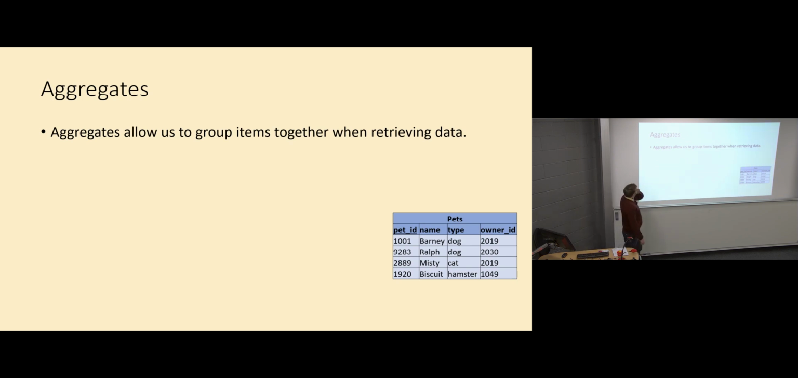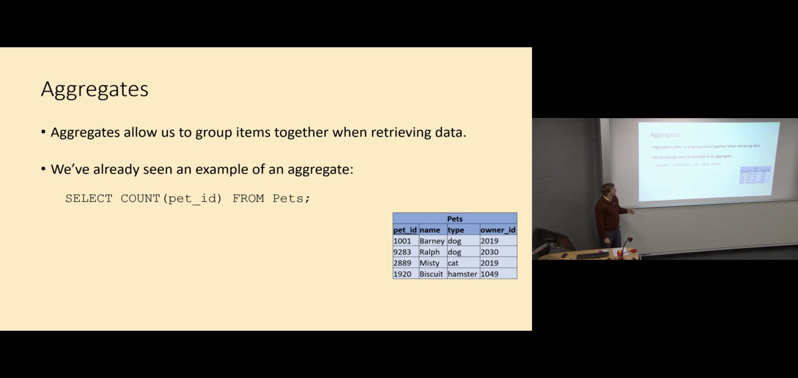So starting off then, aggregates. Aggregates allow us to group multiple items together when we're retrieving data. So that means instead of retrieving a bunch of rows, we're retrieving a certain number or something like that. Can anyone think of an aggregate we might have seen? Count, brilliant. Limit just limits the number of rows, but count is an aggregate, good.